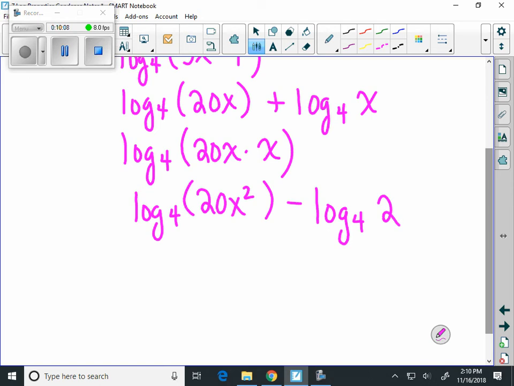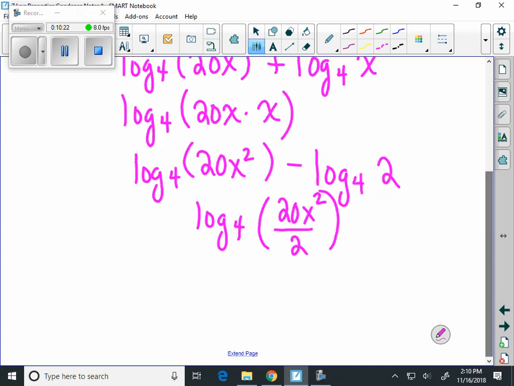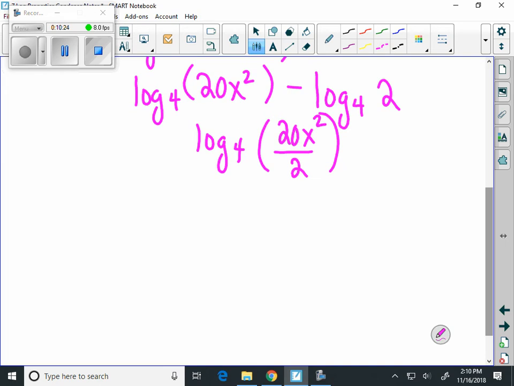This time we have minus. So we're going to use the quotient property. And when we do, this becomes log base 4 of 20x squared divided by 2. And then the question becomes, can we simplify that? And we can. 20 divided by 2 is 10x squared.